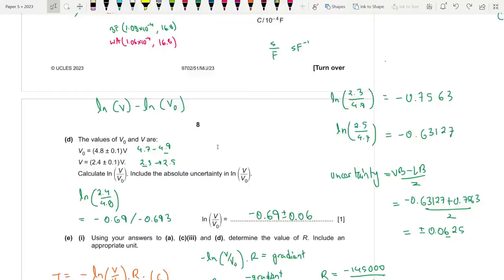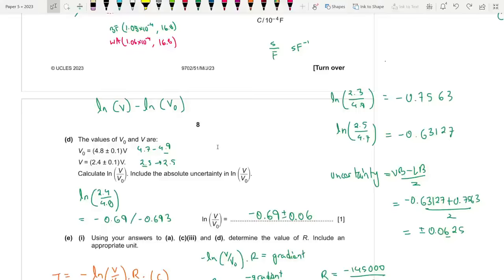Now the data is given to 2SF. For ln, the rule is a bit different. If data is given to 2SF, you have to give your answer to 2dp or 3dp. 2SF data results in an answer that is at 2dp or 3dp. That's the logic. So you can either write minus 0.69 or minus 0.693. Any of these two.